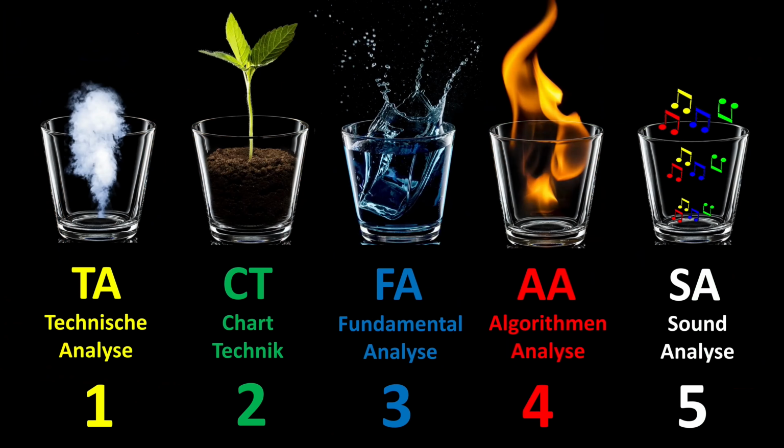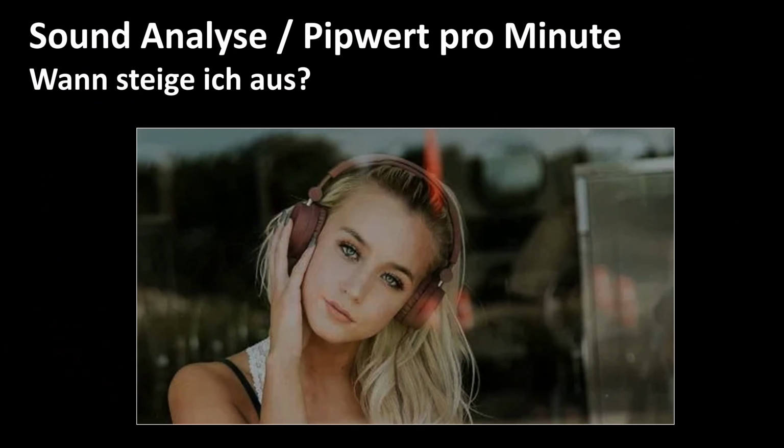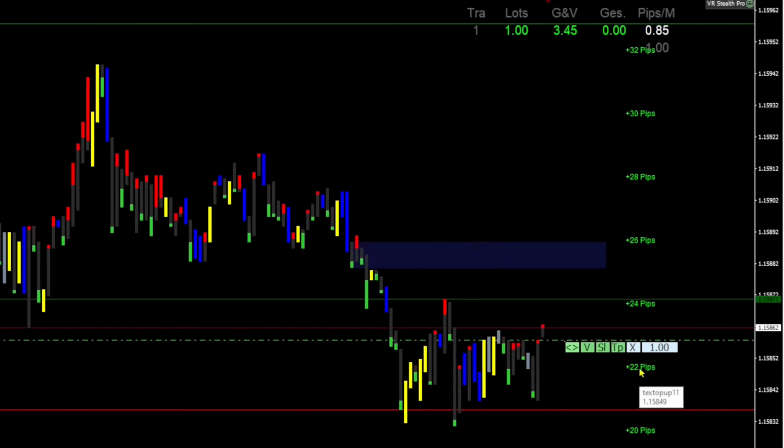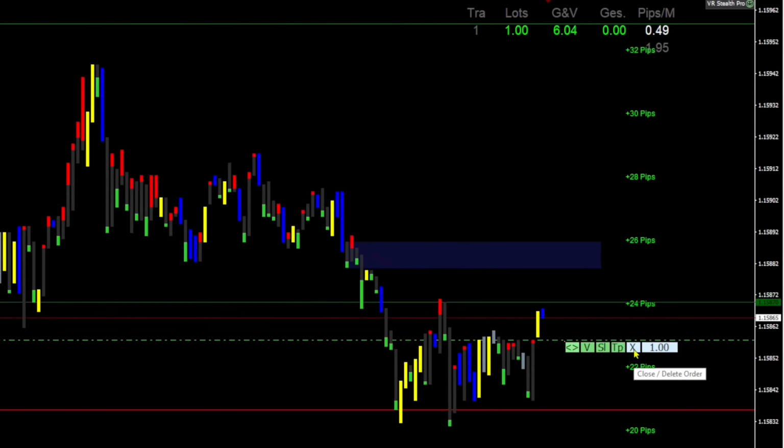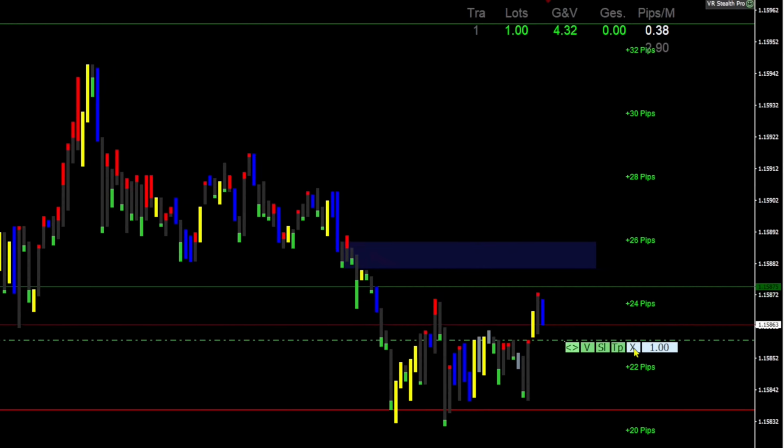The fifth element relates to the sound analysis. This sound analysis was developed by me to get even more in-depth information about entry and exit. In addition, I have developed the pip value per minute, which shows me exactly when the optimal exit time has been reached. We've talked about this pip per minute value a few times before. You can find information about this in my numerous videos.